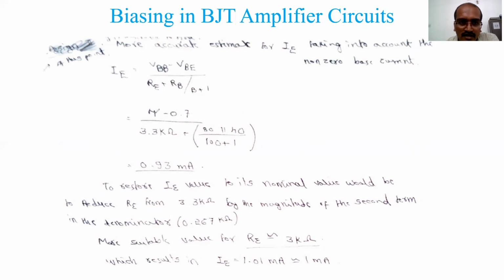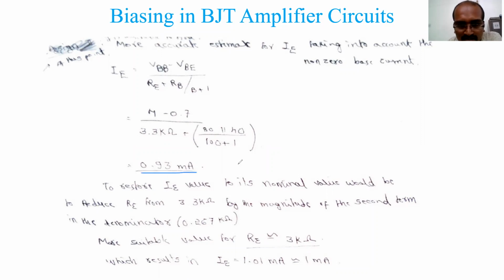So I have substituted here. You can use the calculator. 4 minus 0.7, 3.3 was RE we first designed. Then R1 and R2, just now calculated, their parallel combination is RB. Then beta value is given, 100, plus 1. When you do the calculation, you will get 0.93 milliamps.